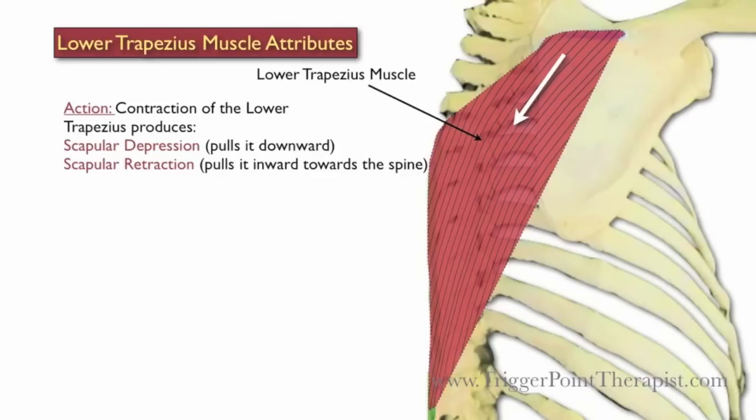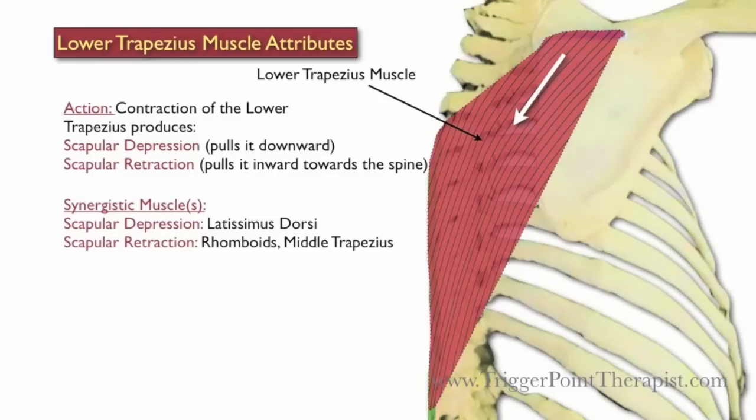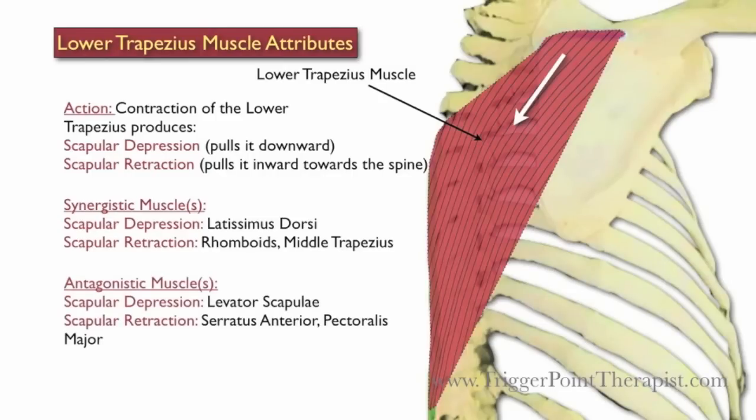Contraction of the lower trapezius produces scapular depression, where it pulls the scapula downward, and also scapular retraction, where it pulls the scapula inward towards the spine. The latissimus dorsi assists the lower trap during scapular depression, and the rhomboids and middle trap assist the lower trap during scapular retraction. The levator scapula opposes the lower trap during scapular depression, and the serratus anterior and pec major oppose the lower trap during scapular retraction.